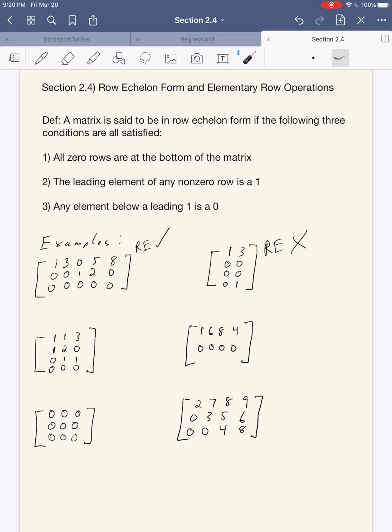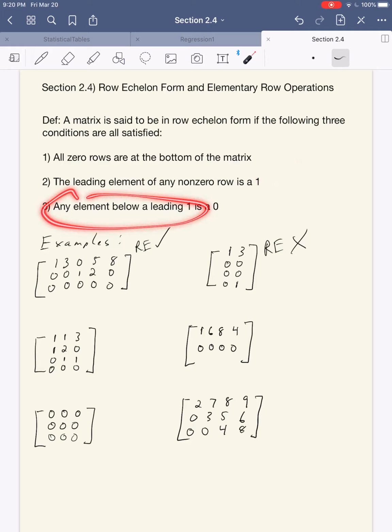All right, let's look at the third matrix down here. This guy looks to be a 4 by 3 matrix, 4 rows, 3 columns. Let's go ahead and check the conditions. All zero rows at the bottom: are there any zero rows? There is a zero row, and it is at the bottom, so we're all good there. The leading element of any non-zero row is a 1. Leading element there is a 1. Leading element there is a 1. Leading element there is a 1. So we're looking on track to be in row echelon form.